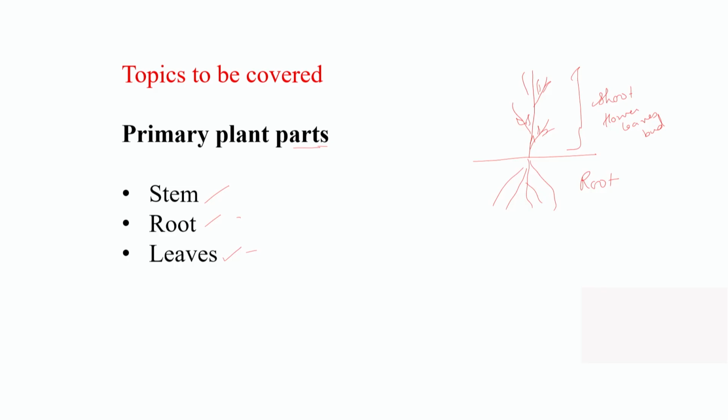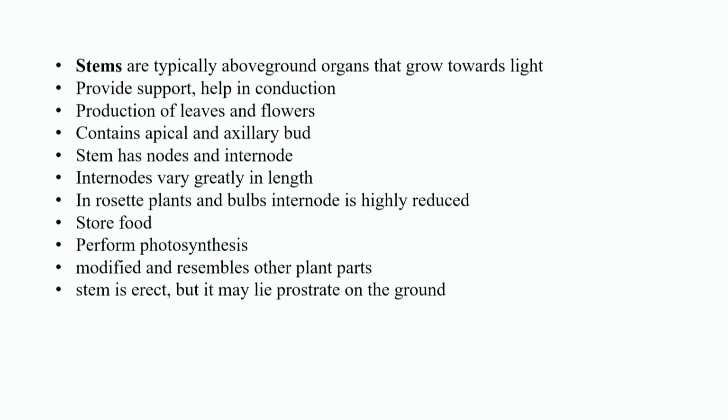Now, we will start with the description of the stem. Stems are typically above ground organs that grow towards light, so they are positively phototropic. Generally they are above ground, but as some exceptions you may find some underground stems also, though they are very rare and appear as some sort of modifications.